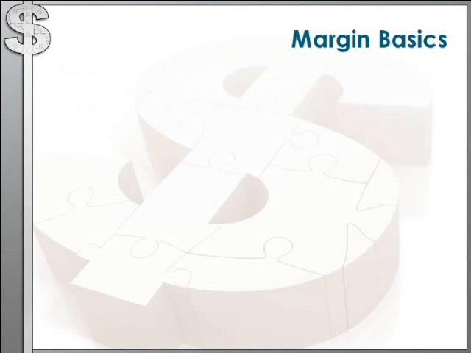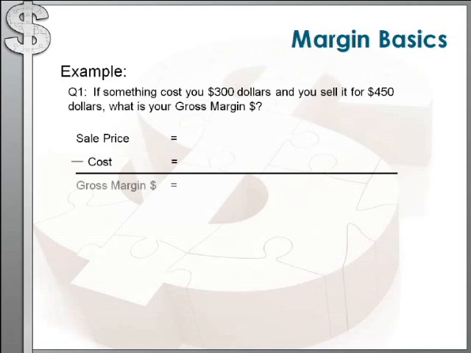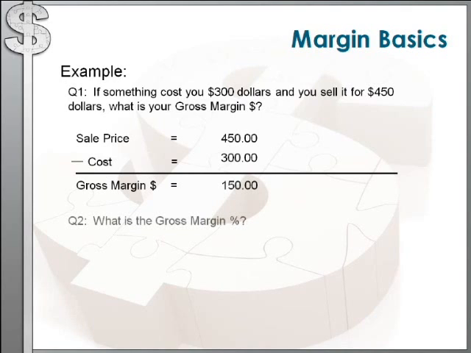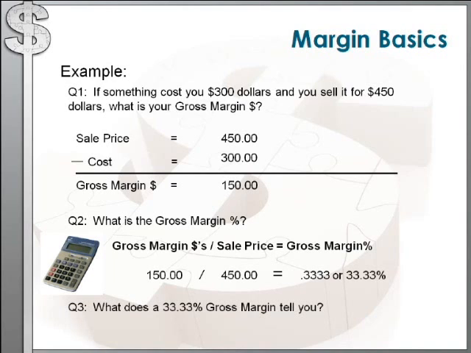Now let's work through an example. If something costs you $300 and you turn around and sell it for $450, what is your gross margin? Well, let's put in our formula once again. Our sale price is $450. It costs us $300, so our gross margin dollars, or our gross profit, equals $150. Now, in order to express this gross margin as a percentage, we divide 150 by the sale price. So if you get your calculators out, divide 150 by the sale price of $450 and you get a gross margin percent of 33.33%. Now, what does that tell you? Remember, it means you're making 33 cents, or 33 and a third cents, on every dollar of the sale price.